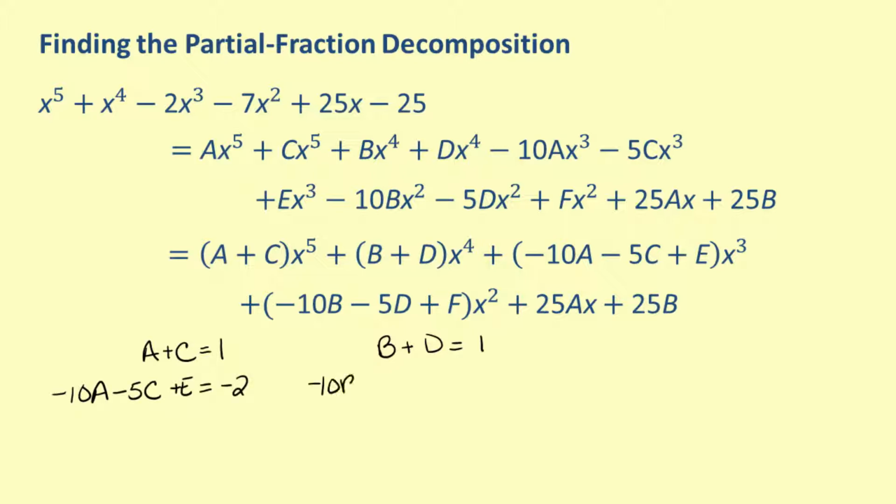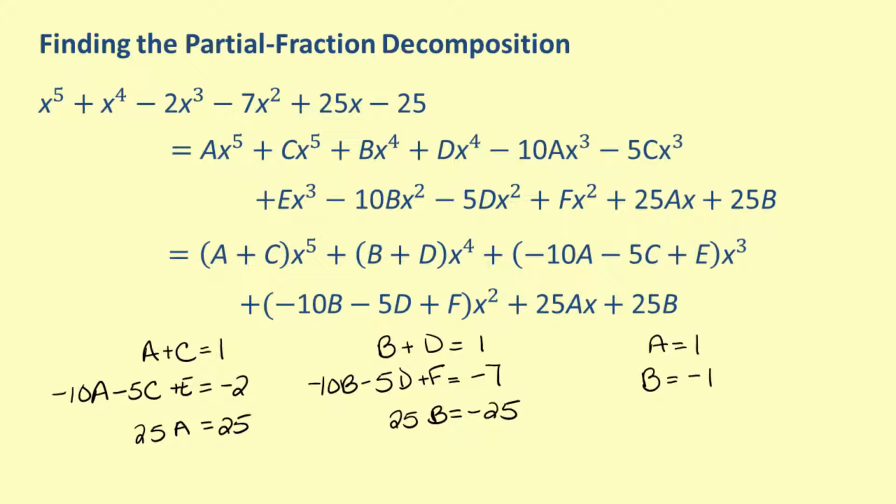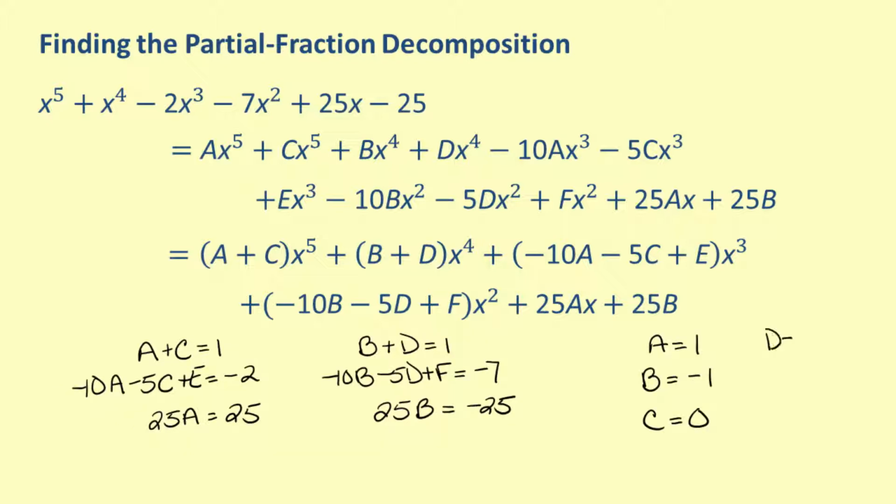So, a plus c equals 1, b plus d equals 1, negative 10a minus 5c plus e equals negative 2, negative 10b minus 5d plus f equals negative 7, 25a equals 25, and 25b equals negative 25. Solving this system of equations gives us integer solutions of a equals 1, b equals negative 1, c equals 0, d equals 2, e equals 8, and f equals negative 7.